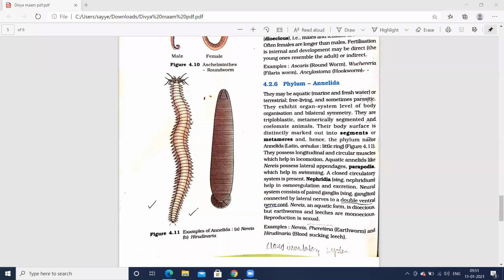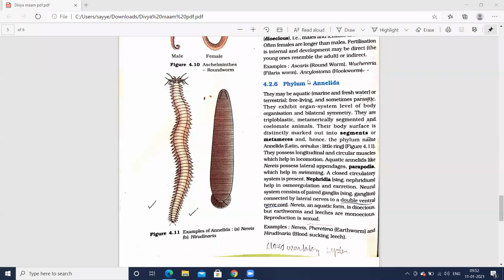Am I audible? Yes, ma'am. Then speak out. What are these lateral appendages called? What do we call these lateral appendages, the ones which help in swimming? Parapodia.